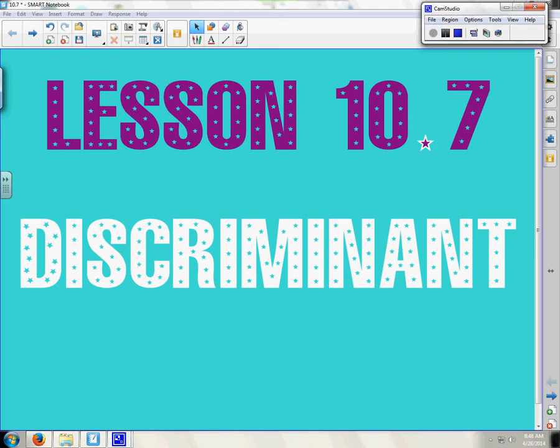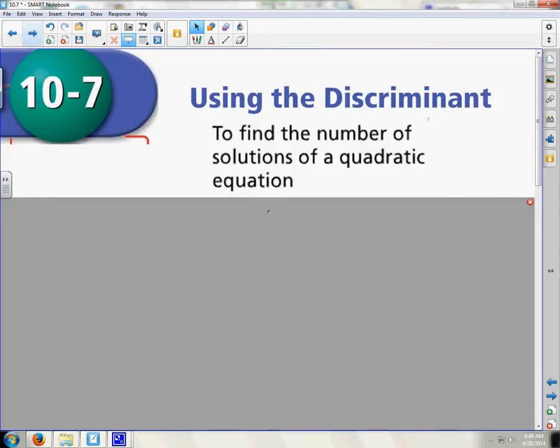Mathematicians, this is lesson 10.7. This is called the discriminant. Now, using the discriminant, you use it to find the number of solutions of a quadratic equation.